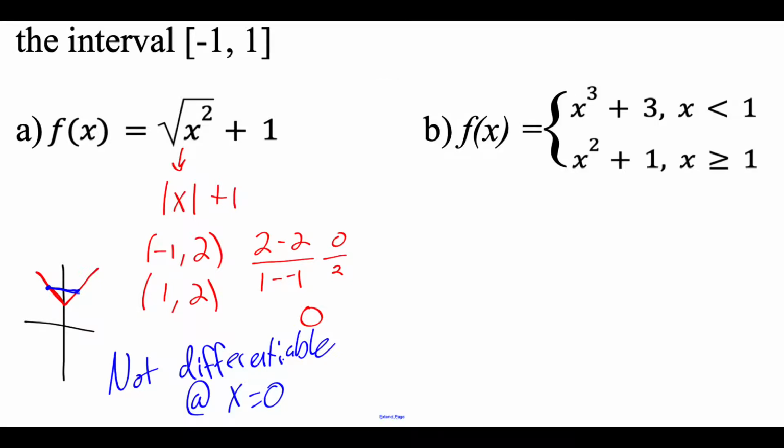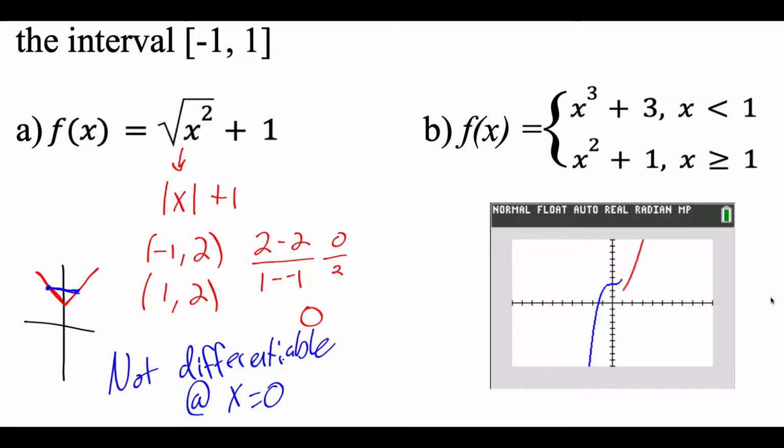Now in this part, we've got a piecewise defined function. We've got x cubed plus 3 for x values that are less than 1, and we've got x squared plus 1 for x values that are greater than or equal to 1. Now what I'm going to do is actually graph this out so that we can see what's happening with this piecewise function. If we were to type this out in our calculator, we would get a picture that looks something like this. So on the left-hand side, that blue portion of the graph is the top piece of the function, and the red portion of the graph is the bottom piece of the function.